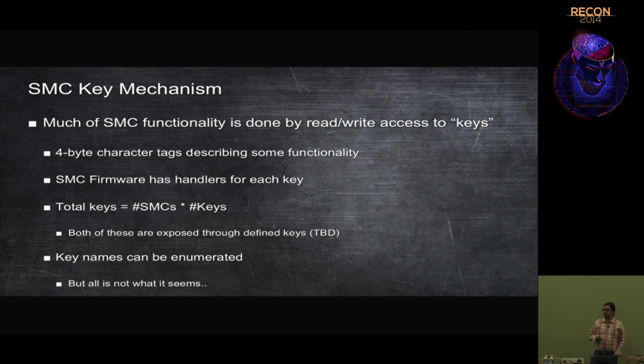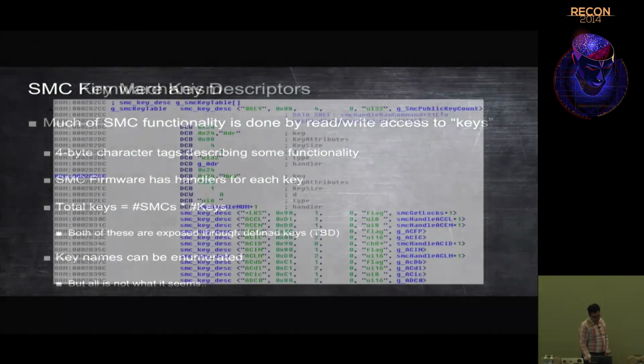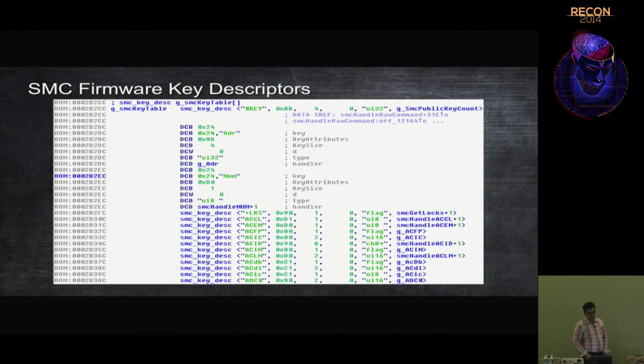You've got a special key called number of SMCs, and that tells you how many SMCs there are. And you've got a special key called number of keys, hash keys, and that tells you how many keys there are. So you can actually dump the keys by asking the SMC what the keys are, and then you can enumerate the keys. But we'll see that this information comes from a key table, but that key table doesn't accurately represent all of the keys because they know that you can dump the key table. So opening it up in IDA, this is essentially what a key table looks like.